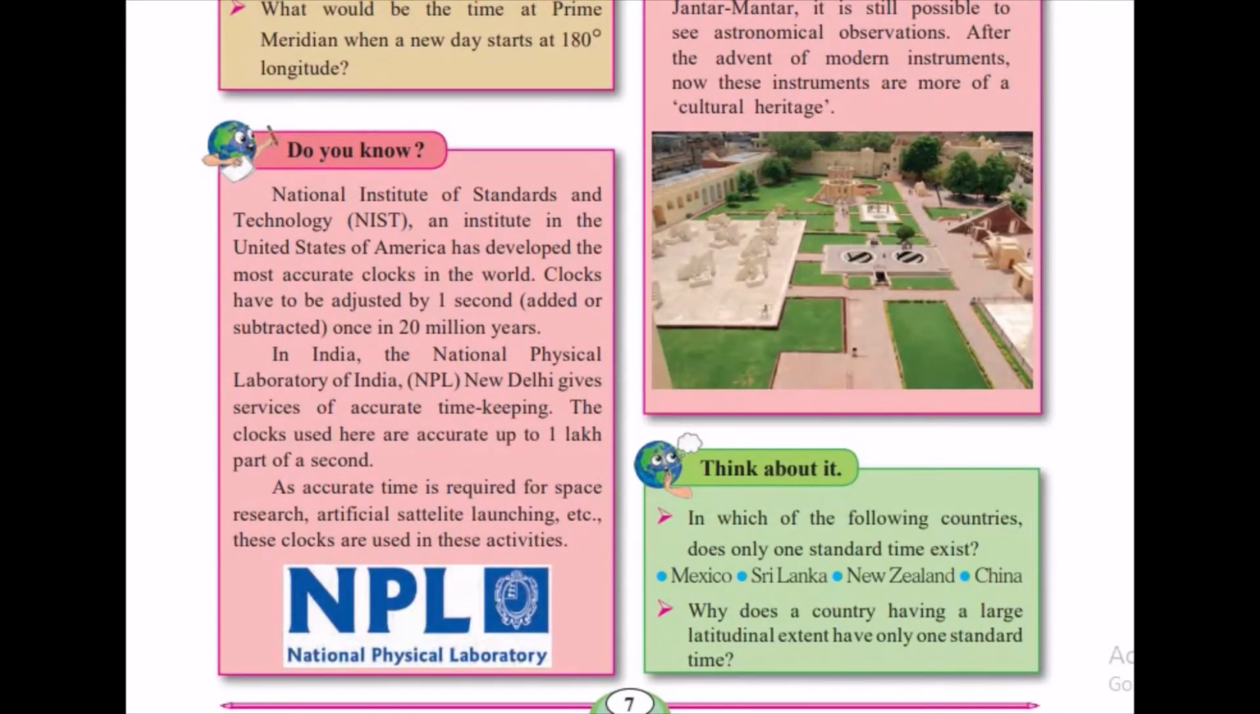Now, my dear students, let me tell you about the National Physical Laboratory. In India, the National Physical Laboratory in New Delhi gives the services of accurate timekeeping. The clock used here is accurate up to one lakh part of a second. As accurate time is required for space research, artificial satellite launching, etc., these clocks are used in these activities.